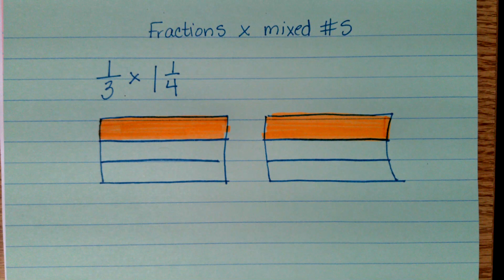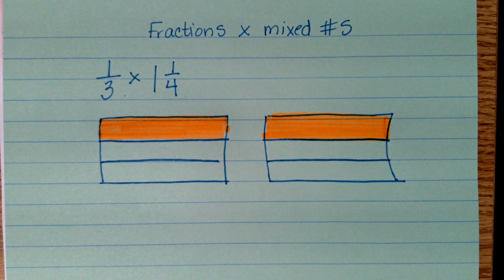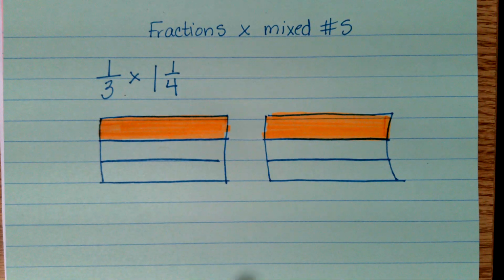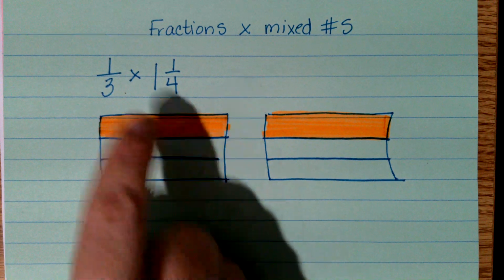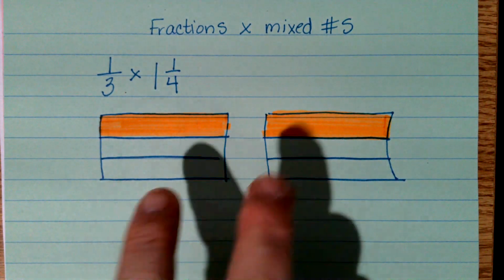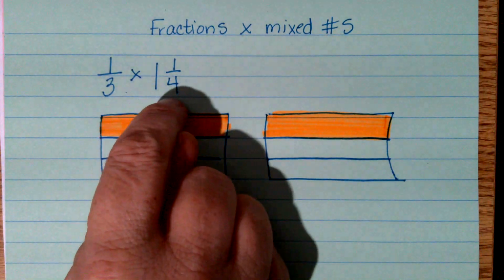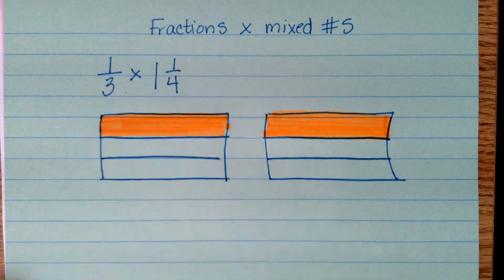All right, we're going to start out working with fractions times mixed numbers. I already kind of got a jump start on this one because I had to restart my video. But what I need you to see is we're working with 1/3 times 1 1/4. We have two wholes because we have one whole and a little bit extra.